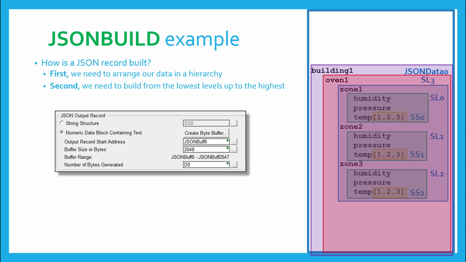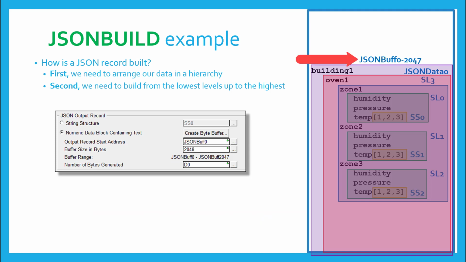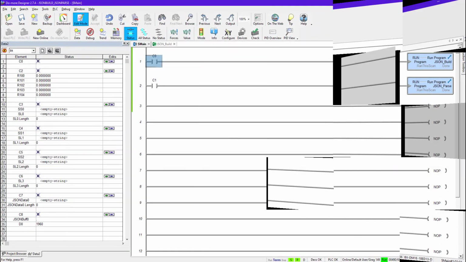I called this one JSON buff. Thus, JSON buff 0 would contain the first byte, JSON buff 1 would contain the second byte, and so forth. This is where I will store the final huge record. Now let's just go to the ladder logic and do it.